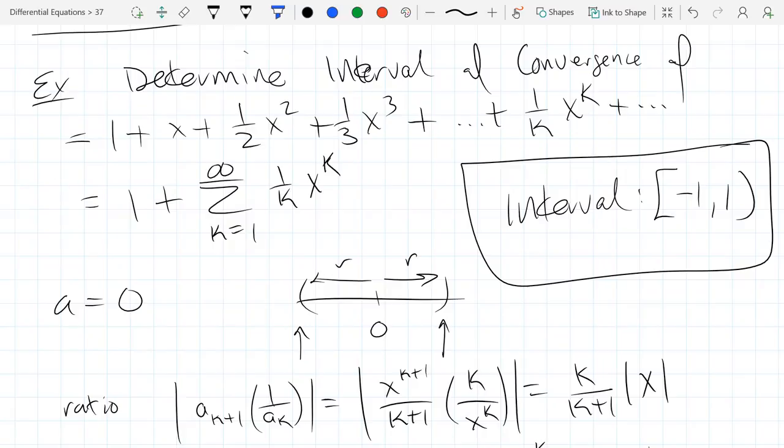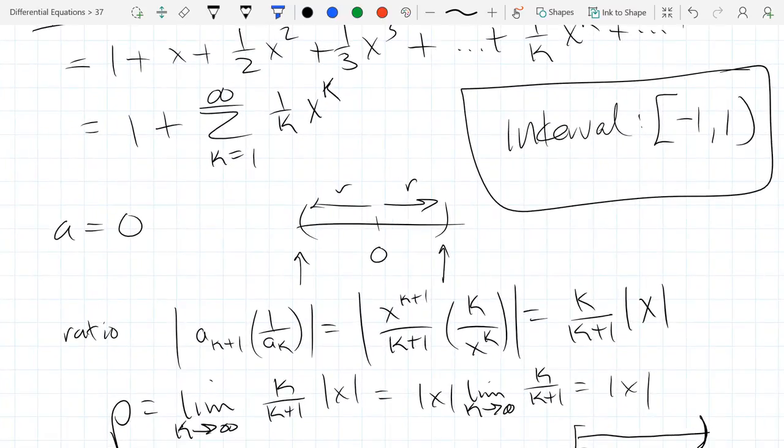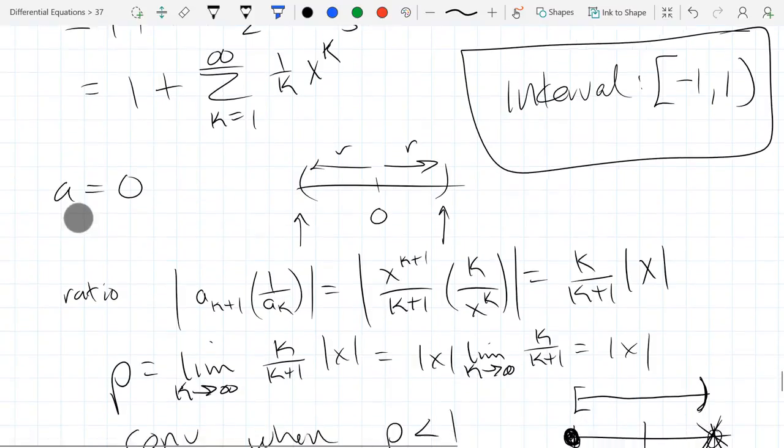And at some point in Calc 3, I told you why it was called a radius. Because if you go to higher dimensions, you're looking at a circle or a sphere or a fourth degree sphere. So that's why it's called a radius, as opposed to, I don't know what you would call it here, a half width or something boring like that. We call it a radius. So that is how to define an interval of convergence.